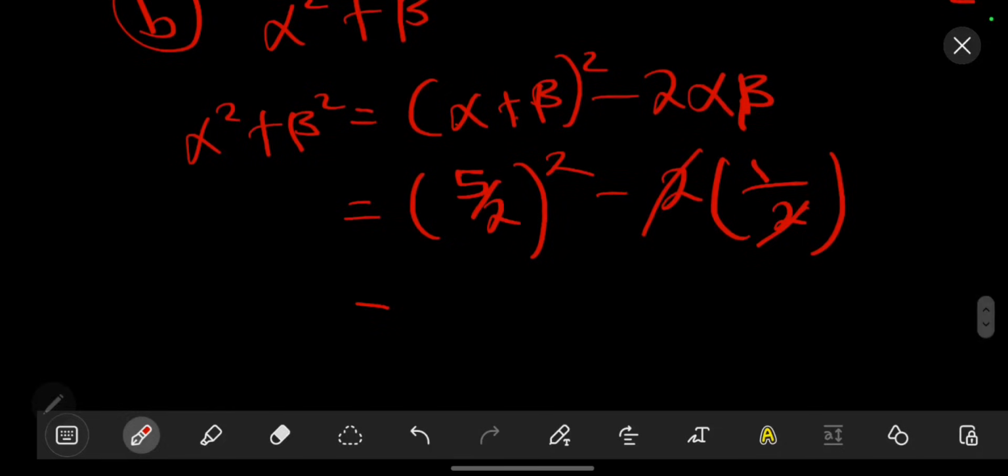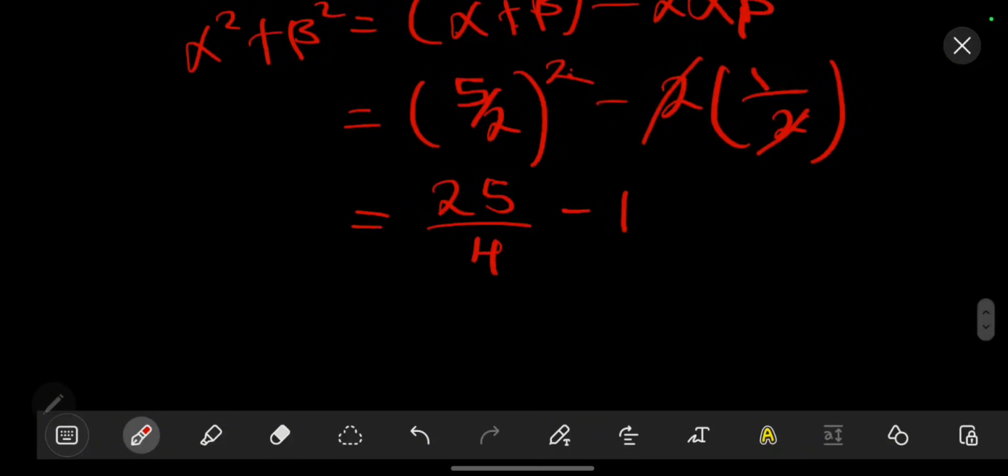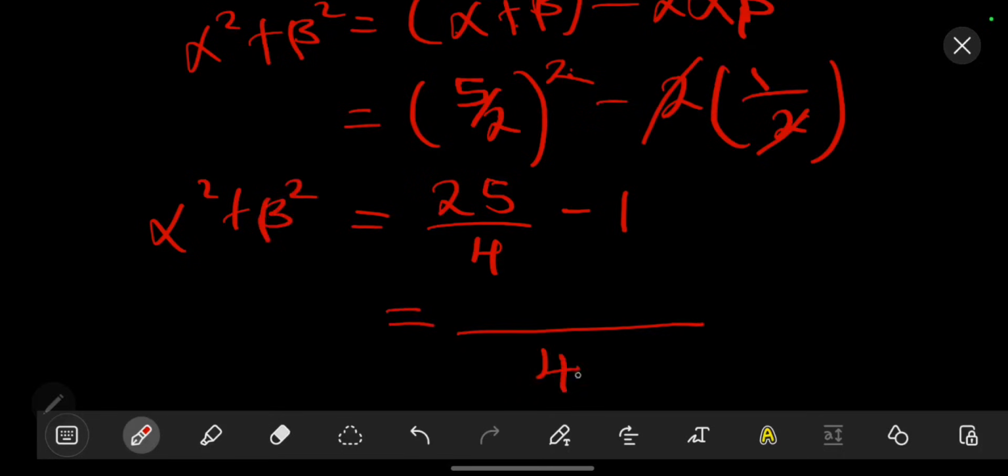So we are going to have 5 squared, it will give us 25. The 2 is distributive, meaning to say it affects the numerator and the denominator. So we have 2 squared, over 4, minus 1 like that. So alpha squared plus beta squared, this value will be equal to, we have a 4 like that.